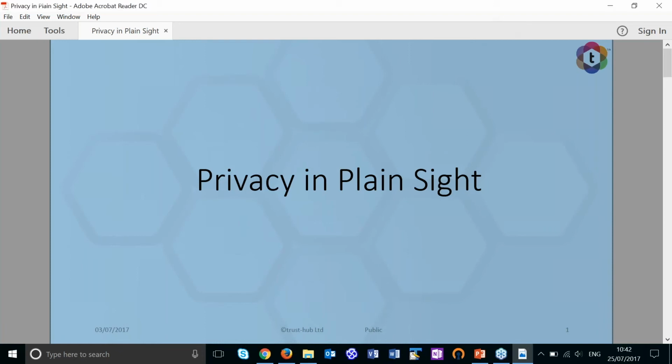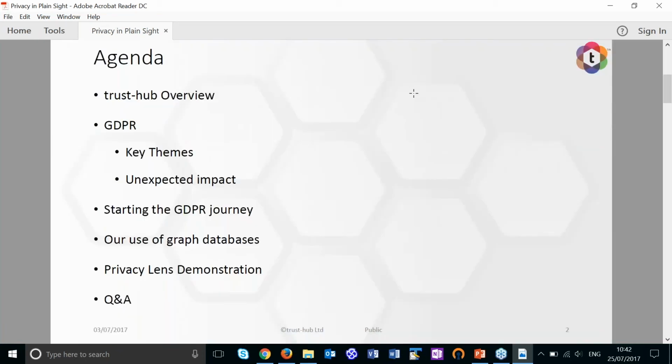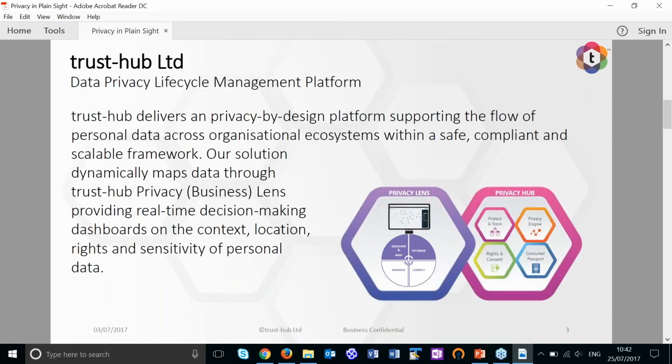Great. So Will Parton, I'm Chief Technical Architect of TrustUp. I've got a few slides here and then a demonstration to run through. So quick overview of TrustUp, what we are. GDPR, just to run through some key themes within the regulation and a couple of unexpected bits of impact, just to get you thinking about that. And then really, how do we use Graph to start your GDPR journey, and what solutions do we have to address that? So I will run through that set.